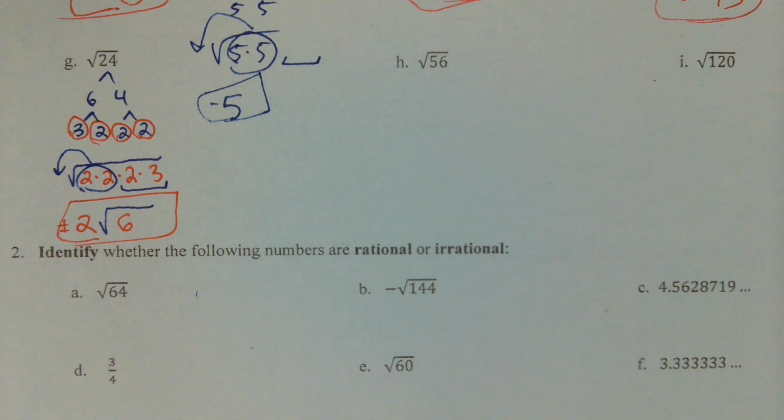56 would be 8 times 7. Close. Well, is it even or odd? Even. Cut it in half. Divided by 2. See what you get.